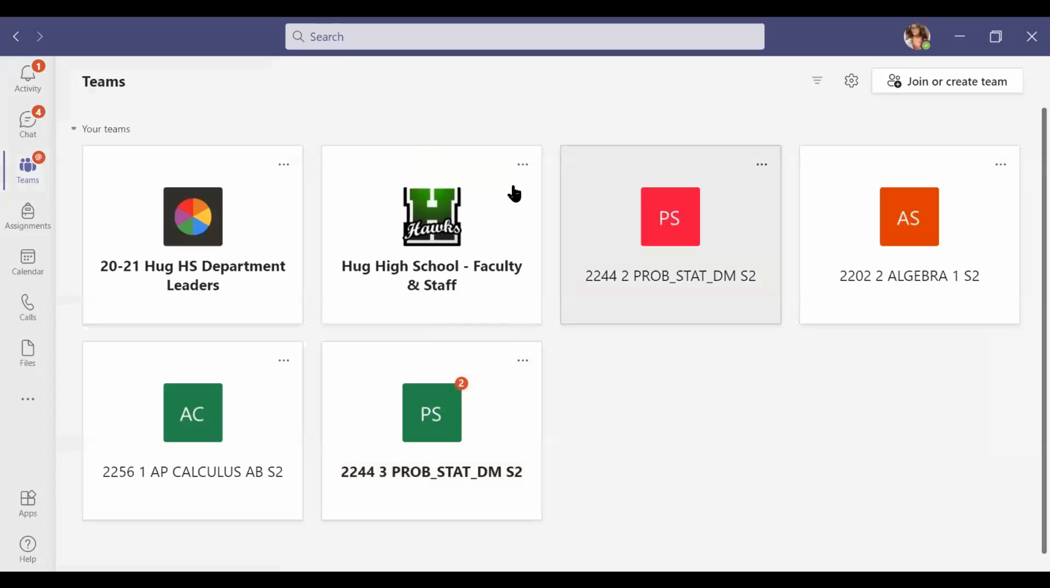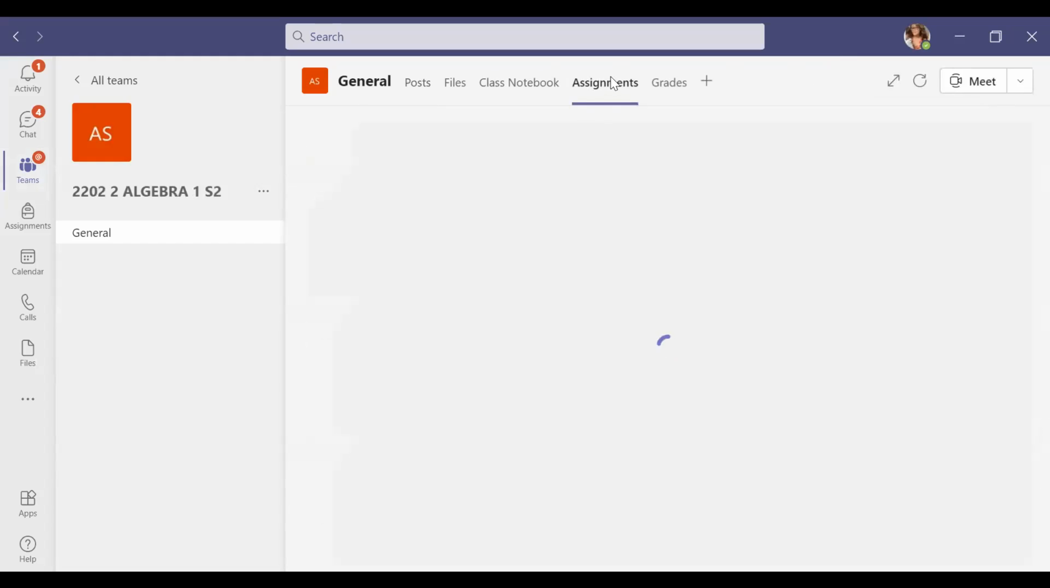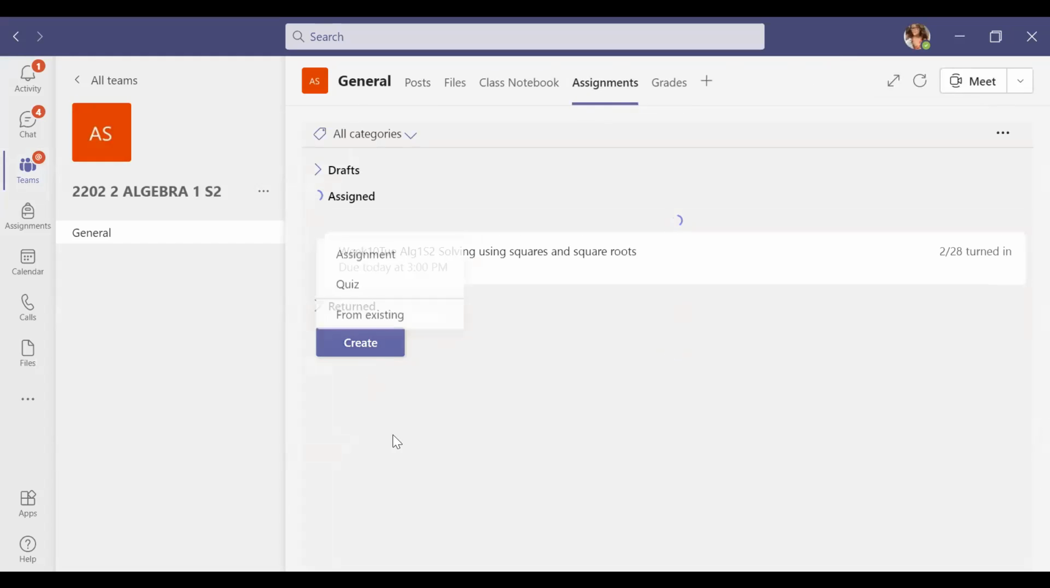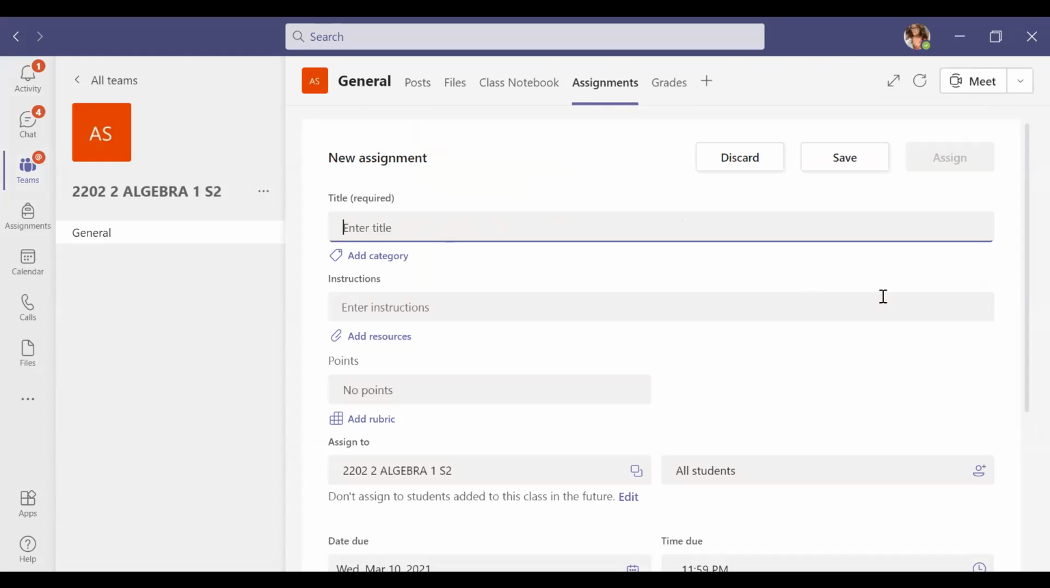Okay, let's go ahead and add your assignment for Algebra 1. So this is Week 10 Wednesday for Algebra 1 Semester 2. Today we're going to talk about a summary review of quadratics and its components.